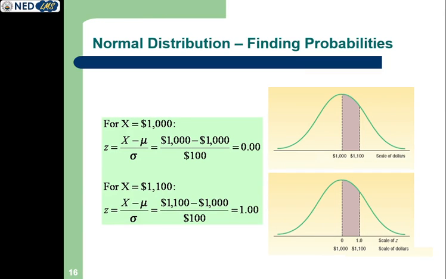First of all we have to convert x into z. The lower limit is $1,000: put x minus mu upon sigma, and this becomes 0.00. For the upper limit, 1,100 minus mu, which is 100, divided by sigma. You can solve it by this method.